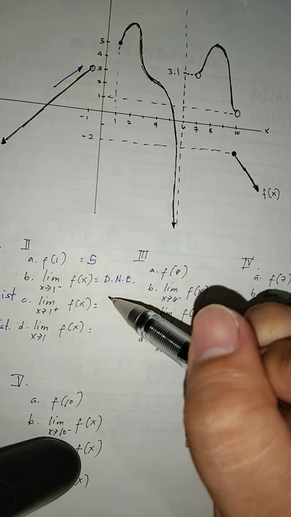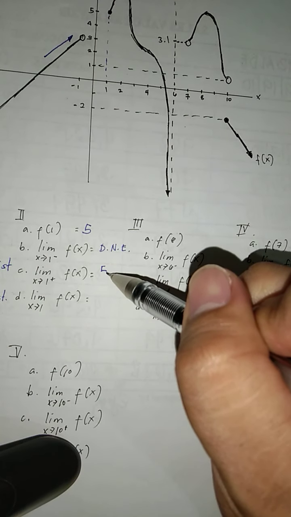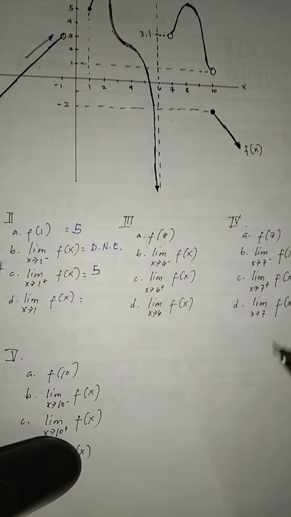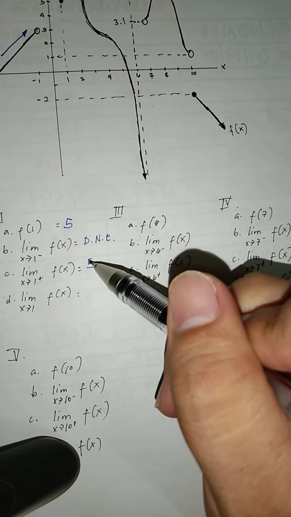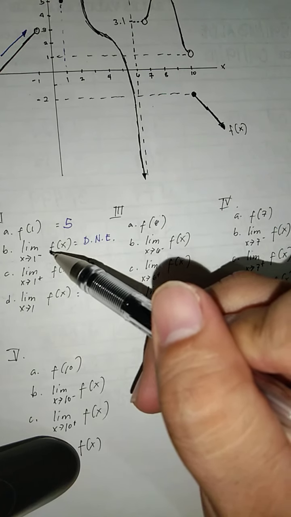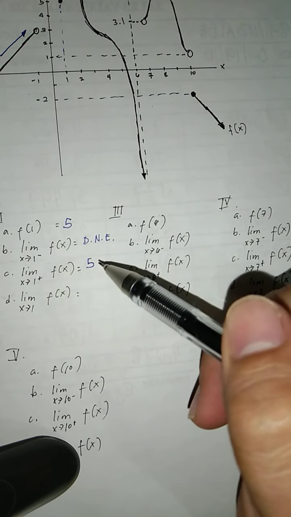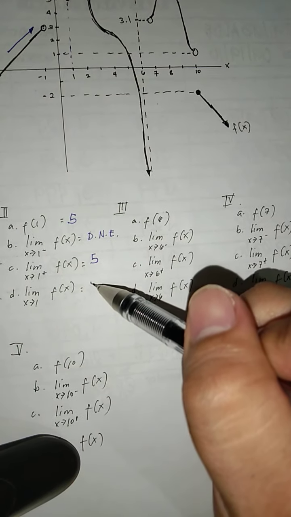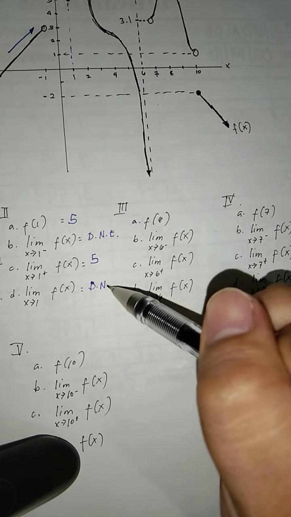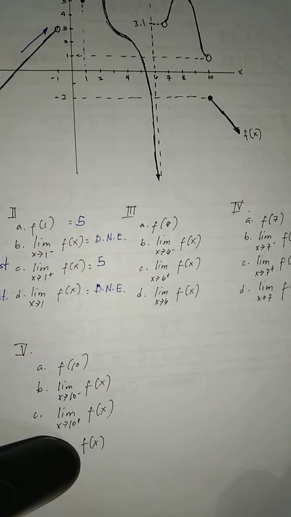So this means that our answer for letter C is 5. Again, for letter D, you must compare the answers for letter B and letter C, and that is the approach from the left and the approach from the right. Since they do not agree with a definite value, therefore letter D also does not exist.